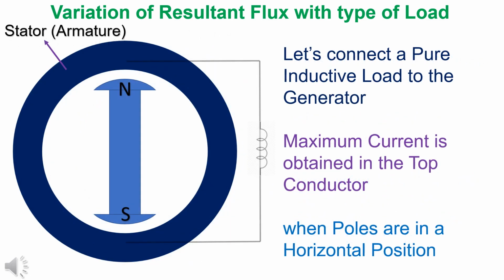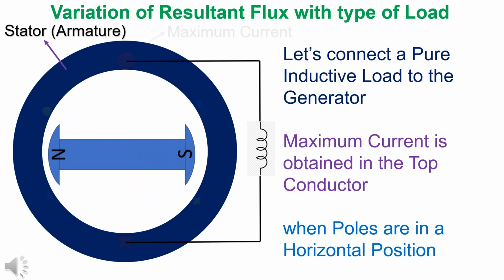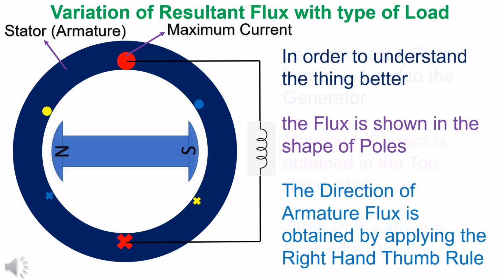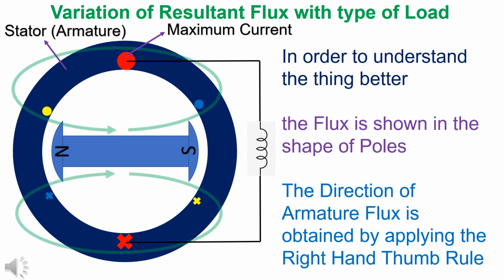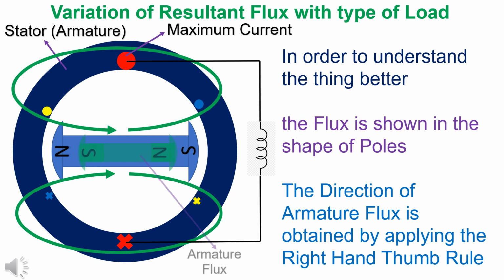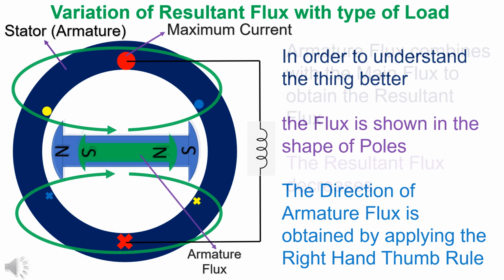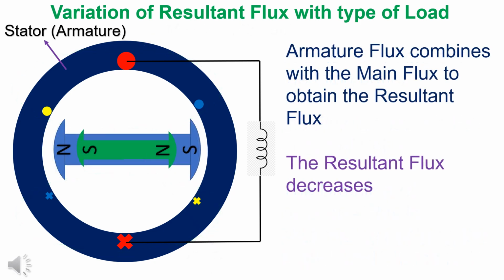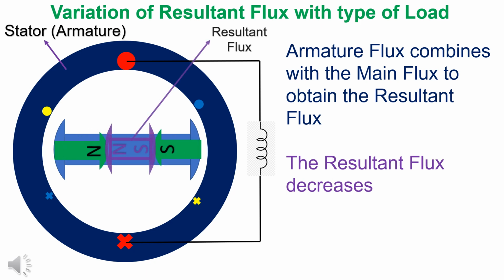In case of a pure inductive load, the current lags the voltage by 90 degrees. Hence, maximum current is obtained in the top conductor when the poles are rotated ahead by 90 degrees. The direction of the armature flux is given by right-hand thumb rule. The armature flux combines with the main flux to obtain the resultant flux. Resultant flux is less than the main flux.